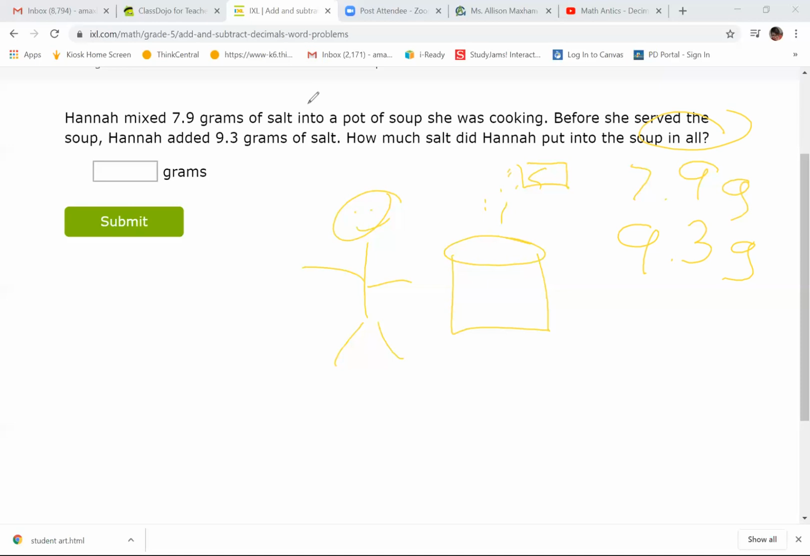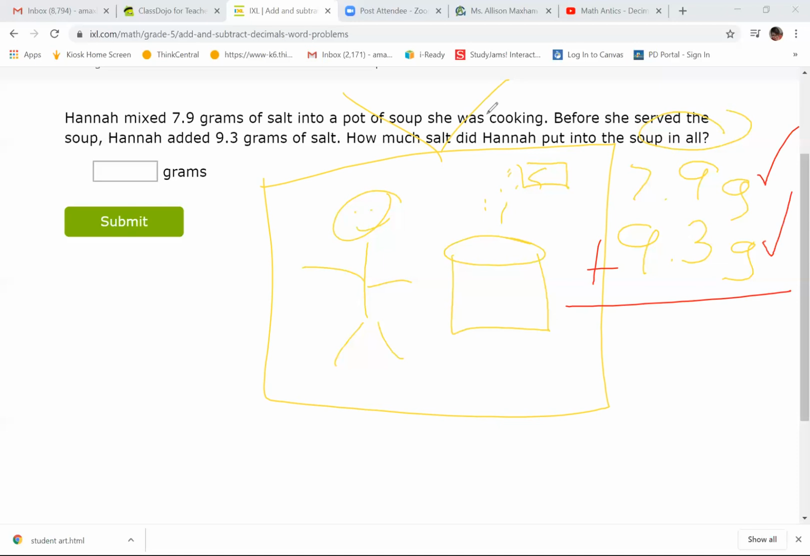I need you to read the story. I need you to picture it. Use my favorite strategy, act it out, which means kind of picture it as if it is on a television screen. Okay? Act it out. Picture it. And then you can really see what they're asking us to do. They're asking us to add them because first she mixed in this and then she mixed that one. So let's add them up.